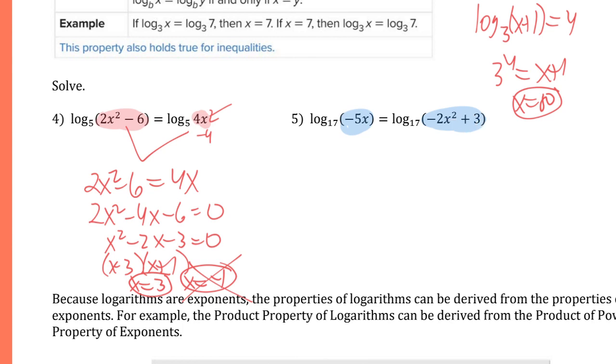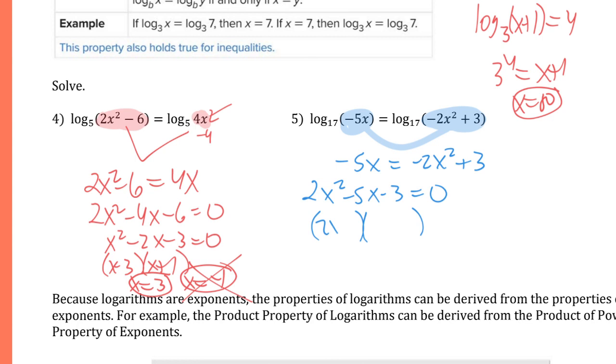And so what we're going to do is set these arguments equal to each other and solve it. And of course, it's going to be a quadratic. Now, I like my x squareds to be positive, so I'm going to move everything to the left side, which makes this a positive 2x squared, a minus 5x, and a minus 3 equals 0. And we've got to factor it.